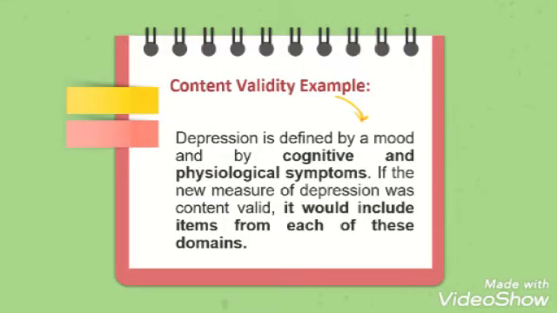Another example for content validity is that depression is defined by mood and by cognitive and physiological symptoms. If the new measure of depression was content valid, then it would include items from each of these domains, items from cognitive, mood, and physiological symptoms.